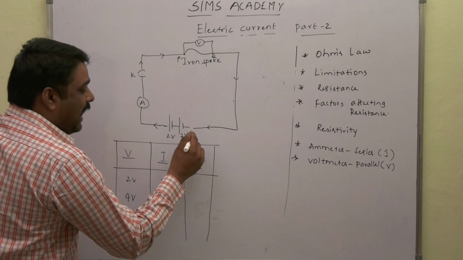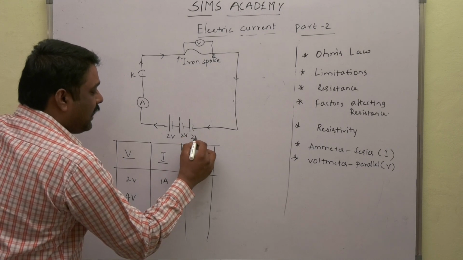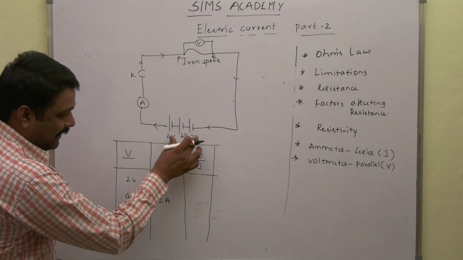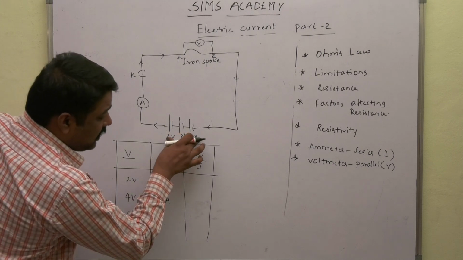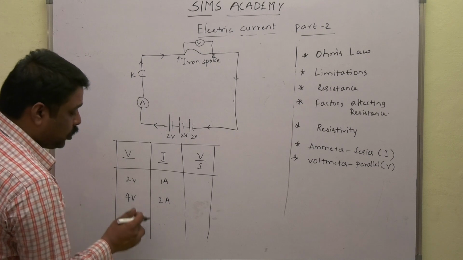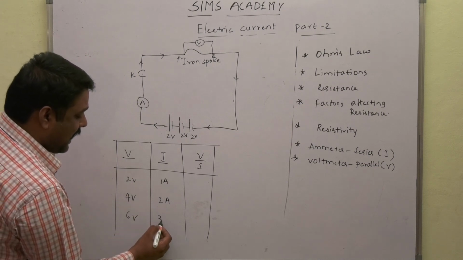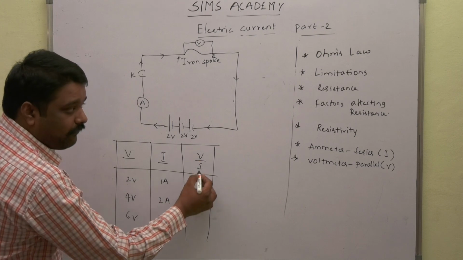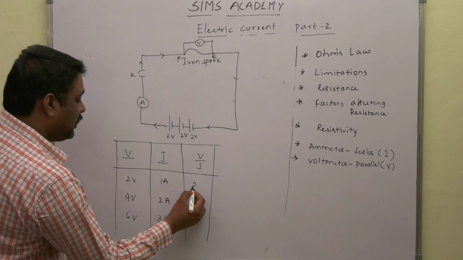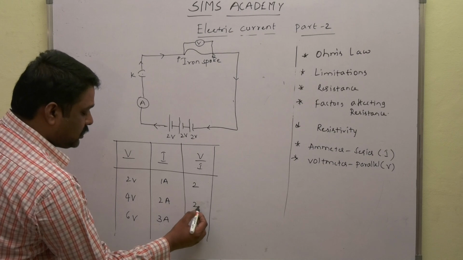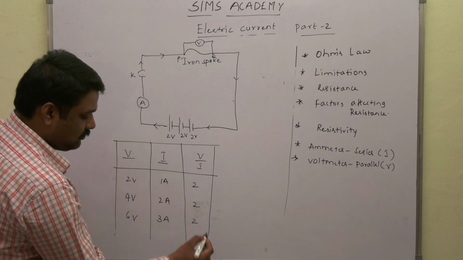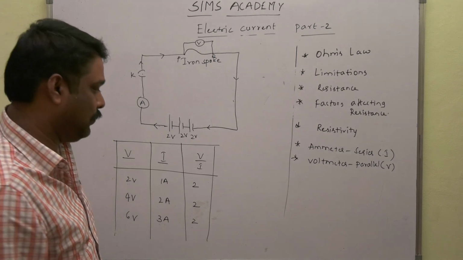I am taking another cell of 2 volts. Now we get a battery constituting 6 volts. Let us say the ammeter reads 3 amperes. Now let us take the ratio of V to I. 2 by 1 is 2, 4 by 2 is 2, 6 by 3 is also 2.